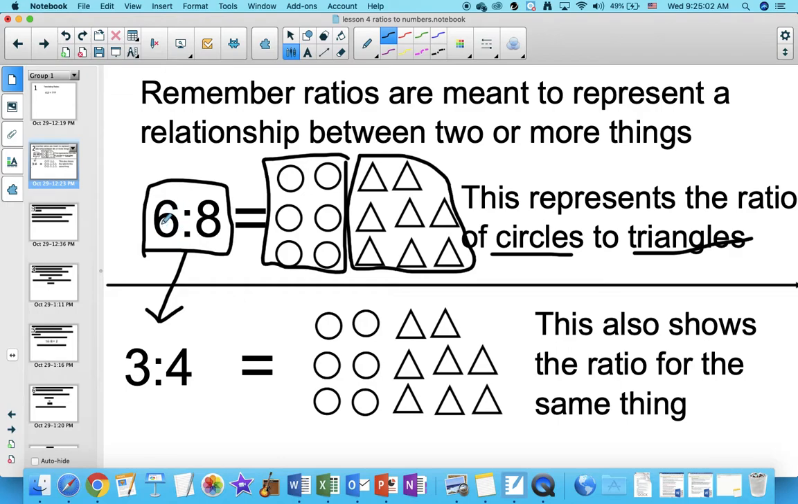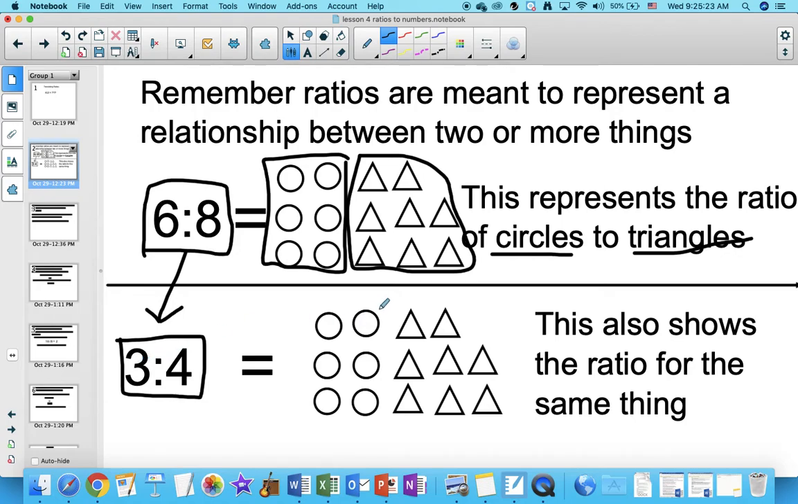I can divide this by 2. I can divide this by 2, so I'll divide both by 2 to get a simpler ratio. This ratio no longer tells me the actual numbers, right? This is telling me I actually have 6 circles, and this is telling me I actually have 8 triangles. This is telling me 3 to 4. It doesn't mean I've reduced the amount of circles and triangles.